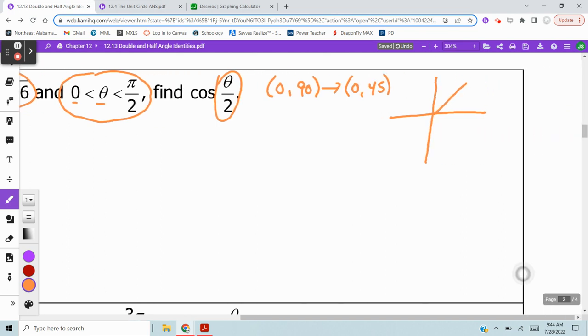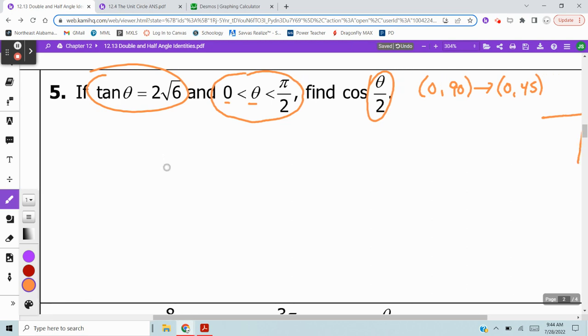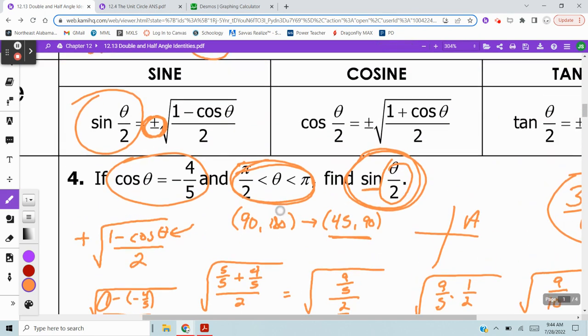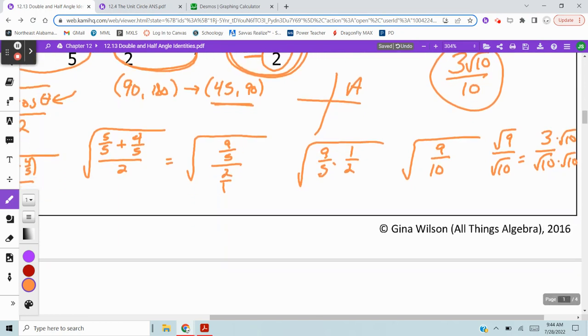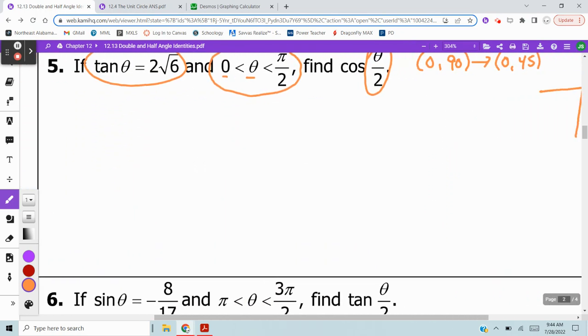Since we're looking for the cosine and we are in the first quadrant, everything's positive, so we really don't have to worry about the whole plus or minus. But the cosine of theta over 2, let's scroll back up and look for that formula. The cosine of theta over 2 is very much like the sine. The only thing that changes is the sign. So we have plus or minus the square root of (1 plus cosine theta) over 2. Let's go ahead and write that formula down.